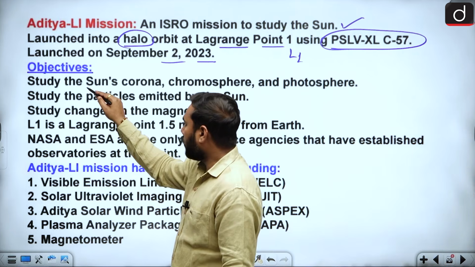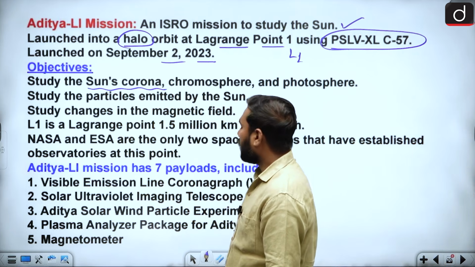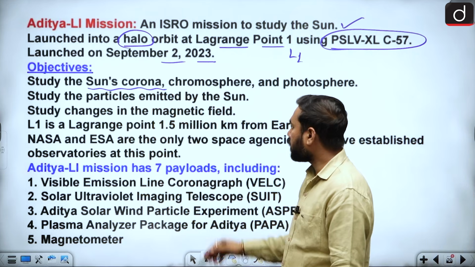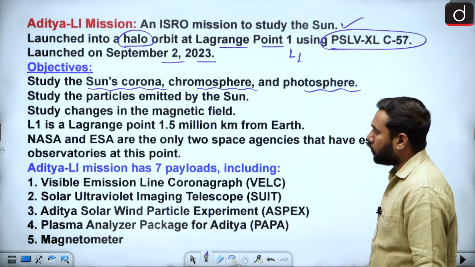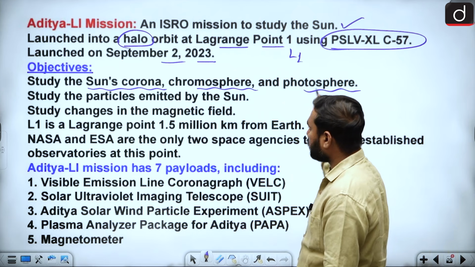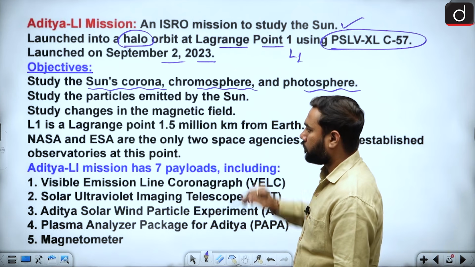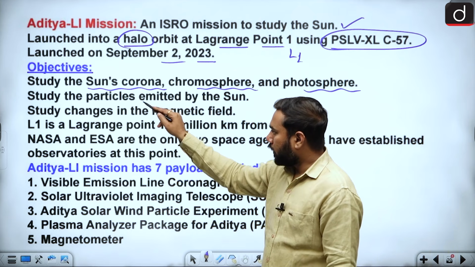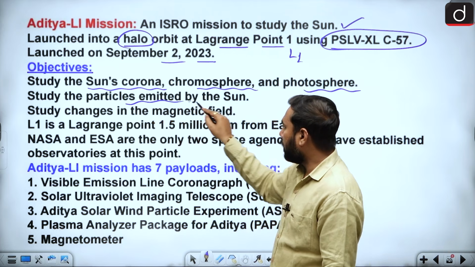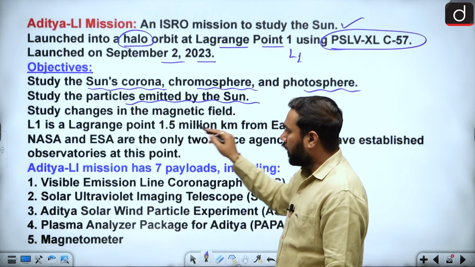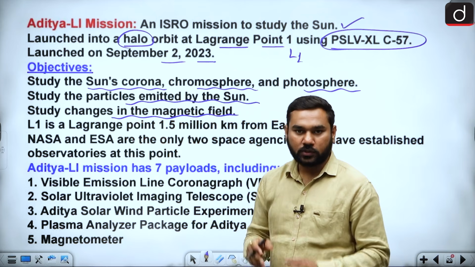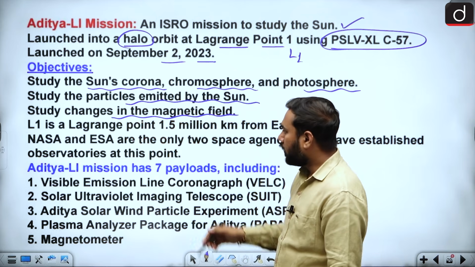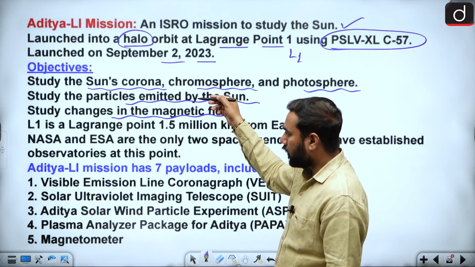What are the objectives? This mission wants to study the sun's corona. Corona means energy flares. Chromosphere and photosphere mean the lightning atmosphere and chemical atmosphere of the sun. It will study the particles emitted by the sun, and also changes in the magnetic field. So the sun is very important to study: magnetic field, emitted particles.